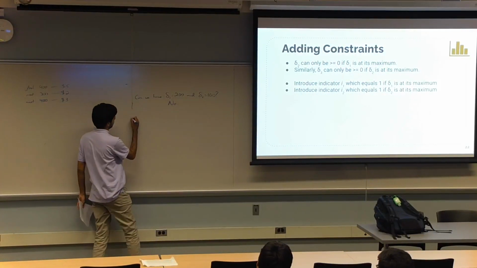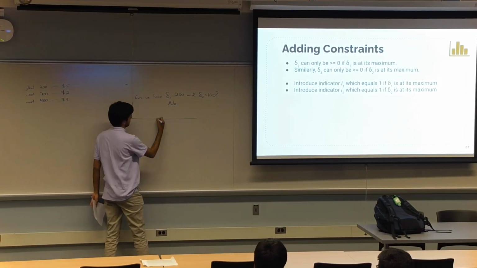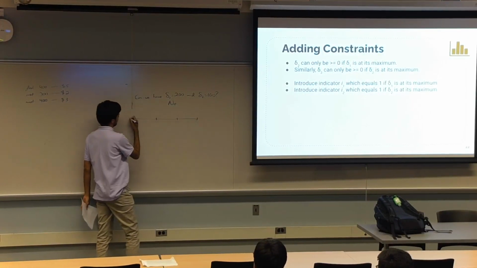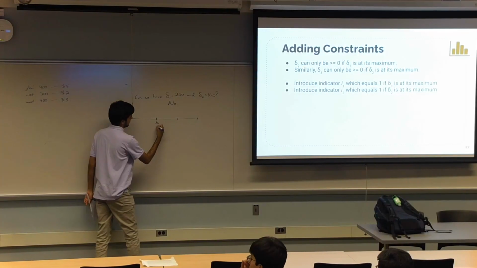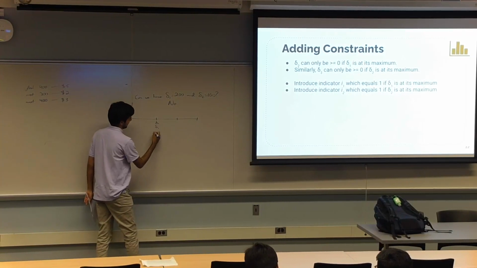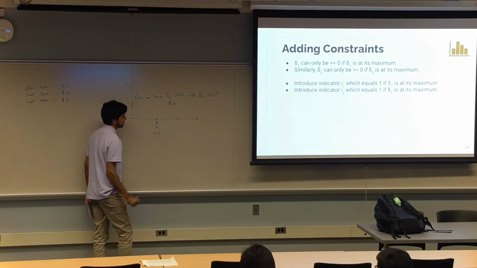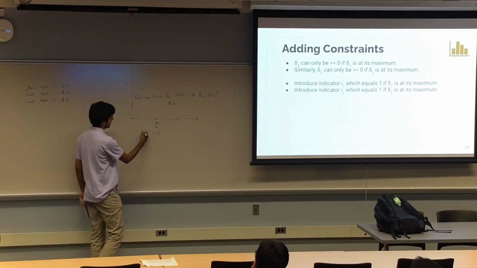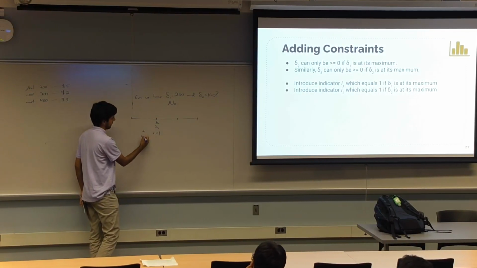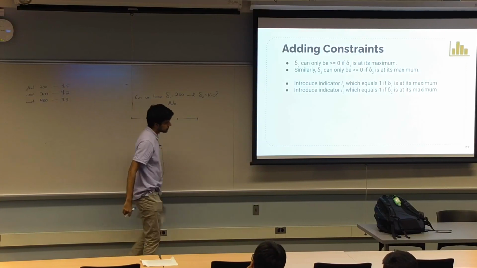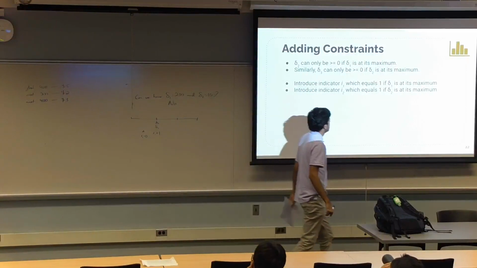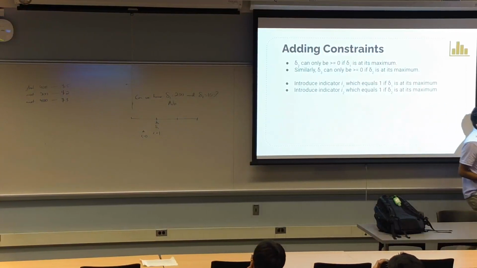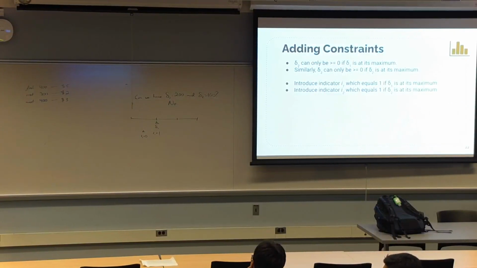So I'll try to draw out the example. It looked something like this. If delta 1 is here, then I1 equals 1. Otherwise, if delta 1 was somewhere in between, then I1 equals 0. And I2 is the similar thing. It equals 1 if delta 2 is at its maximum.